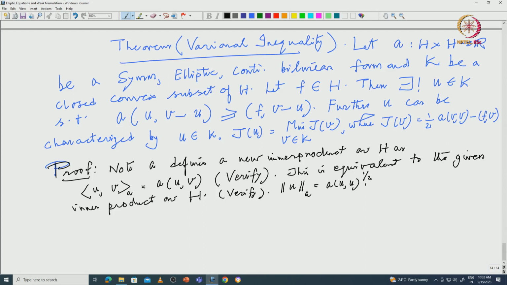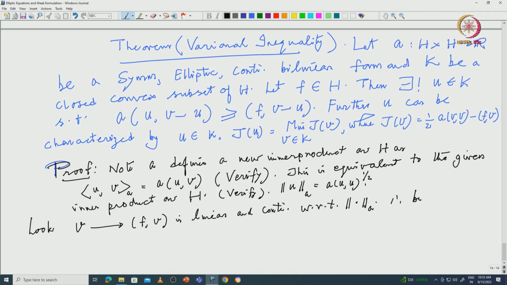And immediately you can see the following. Now, look at this functional, V going to F of V. This is a linear continuous functional on H. Since the norm from A is equivalent to the given norm, this is also linear and continuous with respect to the new norm also. You know that this is linear and continuous with respect to the given norm; this is also linear and continuous with respect to this norm.